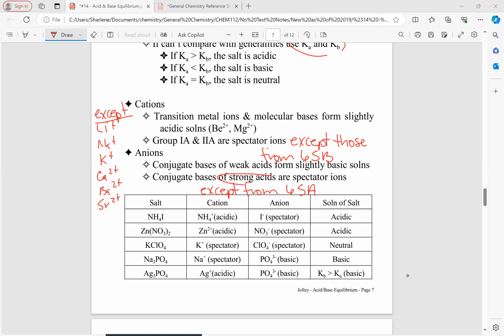All right, so let's look at this little table. Here is my salt. I have ammonium and I have iodide. We have to ask what each piece will do. So the ammonium, did that come from one of my six strong bases? Is it on that list? And the answer is no, so it will turn it acidic. The iodine, did it come from my strong acids? And I'll put those over here.